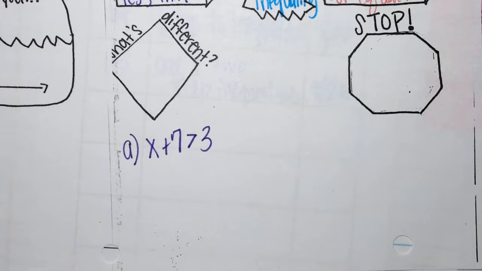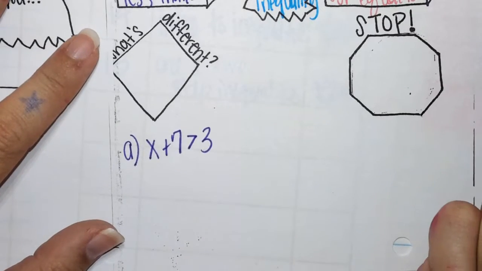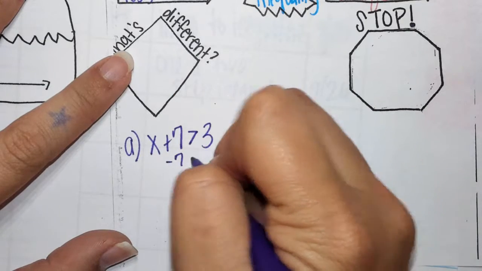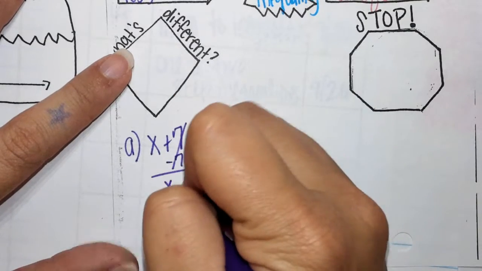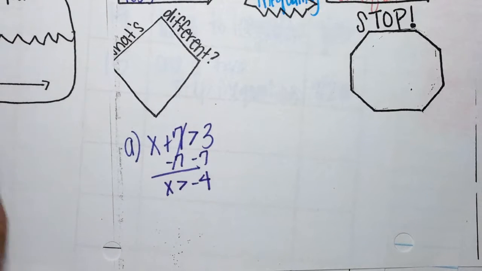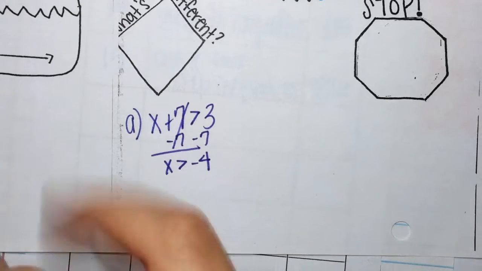We know how to solve these equations, but this time it's an inequality. Do we solve it any different? No, you still do the same thing. So what would I do to get x by itself? Subtract 7. And what's 3 minus 7? Negative 4. So x is greater than negative 4. Am I done? No, because I have to what? Graph it. Take a point.